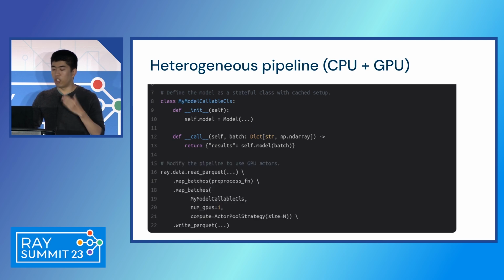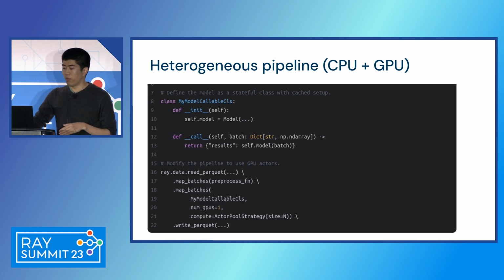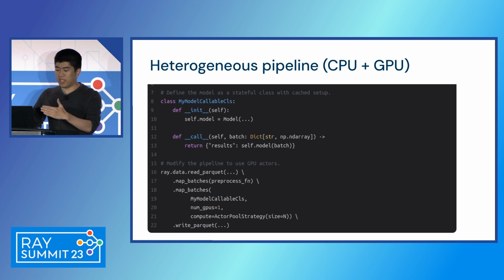And the pipeline is a little bit modified. For that GPU stage, we map batches that class. We can tell Ray to use 1 GPU per actor to run these transformations. And then we can tell Ray how many actors to use to execute that operator.